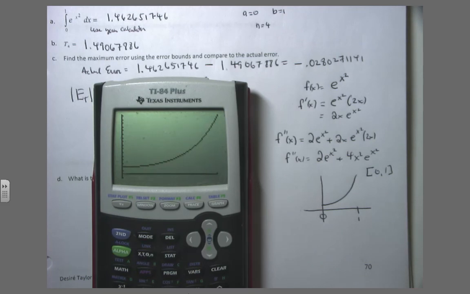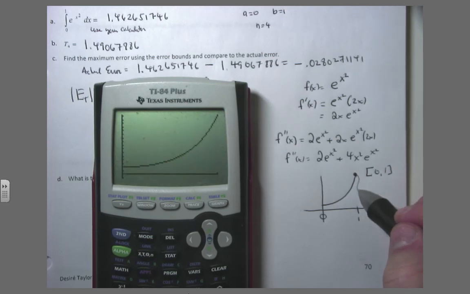Now, listen to my words. K is the maximum value of the second derivative over this interval. What I mean by maximum value is the farthest distance away from the x-axis. Which point between 0 and 1 of my second derivative is the farthest distance away from the x-axis? Where's it occurring at? At 1 right here. So the farthest distance is this guy right here, and this is your k value.